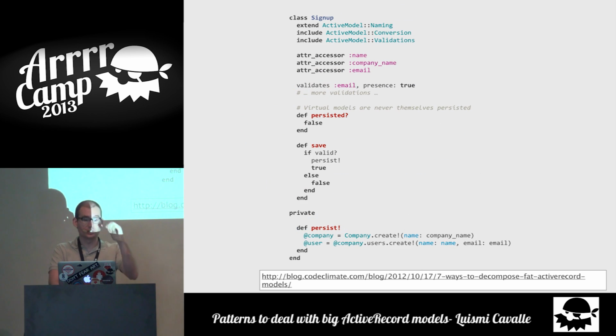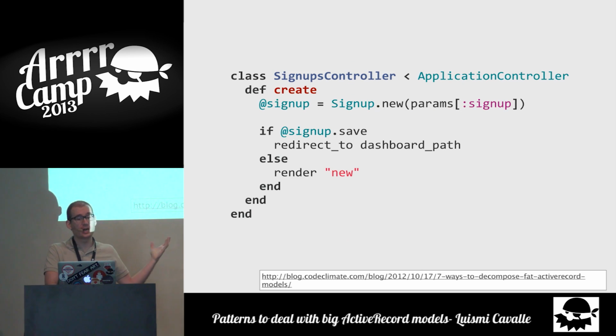And that's it. This model is ready to be used basically like any other model of our application. For instance, this is how the controller would look. A new sign-up is instantiated with the sign-up params, and then the controller tries to save the sign-up. If everything goes well, the user gets redirected. If not, the new template is rendered again. Fairly typical controller code that is using our new model.